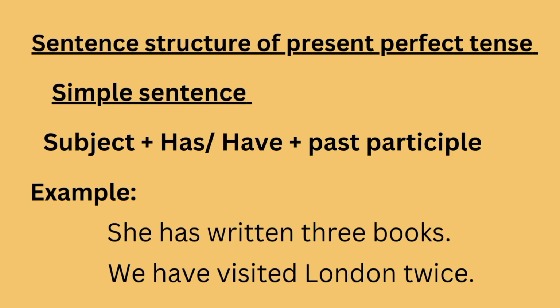Now the question is how to make a sentence in present perfect tense. To form simple or positive sentences, we need to follow the following structure. Subject, the auxiliary verb has or have, and past participle. For example, she has written 3 books. We have visited London twice.